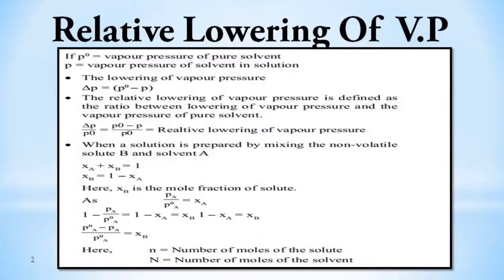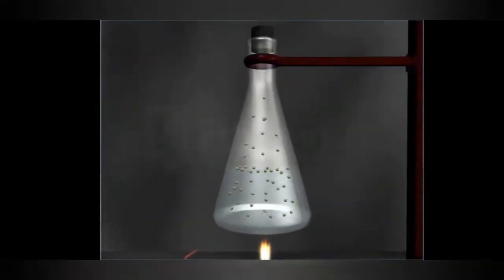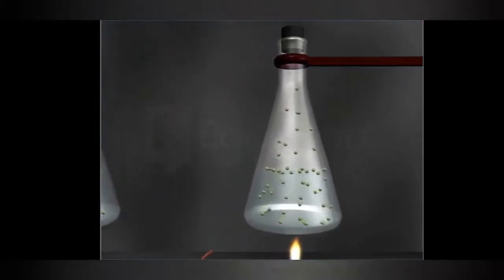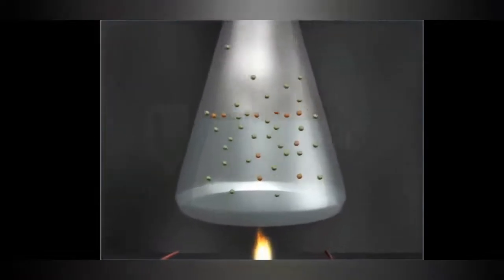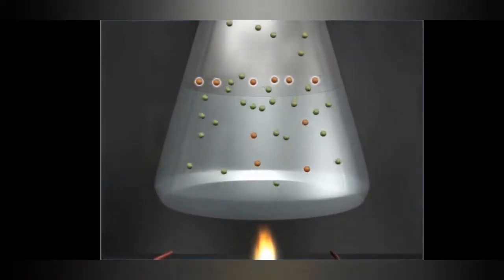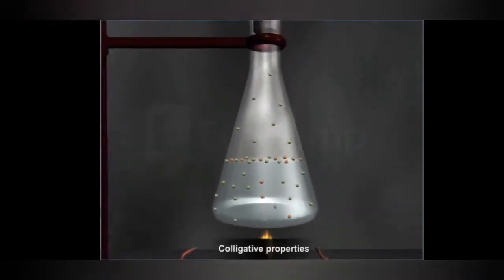When a solution is prepared by mixing a non-volatile solute B and solvent A, we get Xb is equal to 1 minus Xa. Here Xb is the mole fraction of the solute. So now we get P0A minus PA by P0A is equal to Xb. Vapor pressure of the solution relative to that of the pure solvent depends on the number of molecules of the solute present in the solution. Such properties, which depend only on the number of the solute particles, irrespective of their nature, are called colligative properties.